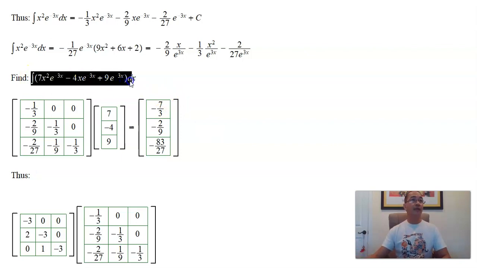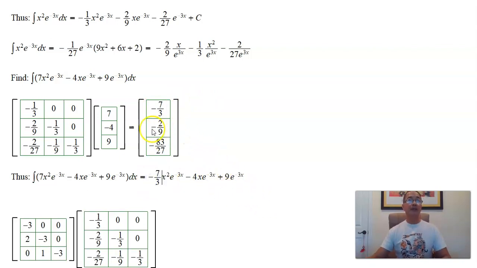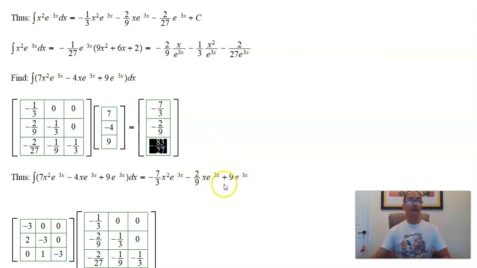Thus, this antiderivative has to be, let me erase that, and all we need are these coefficients: -7/3 x squared e to the minus 3x, -2/9 x e to the minus 3x, -83/27 e to the negative 3x. That's it, plus c. And again, you don't believe me?